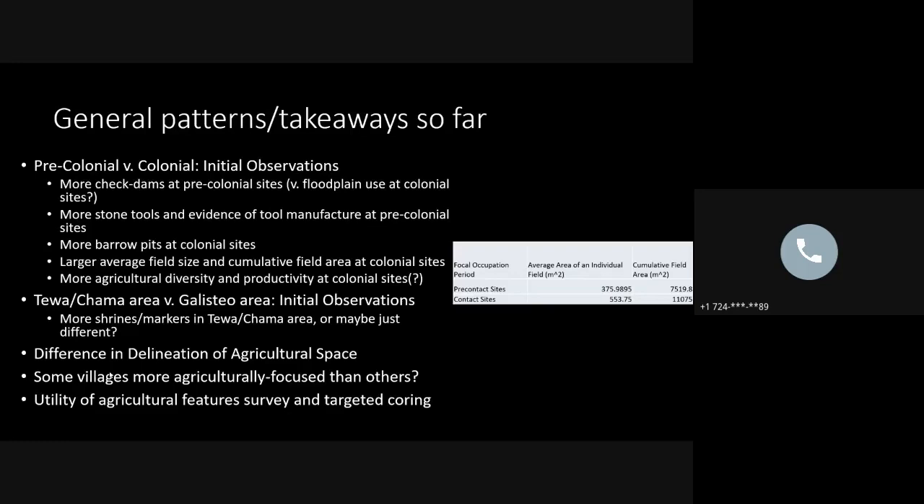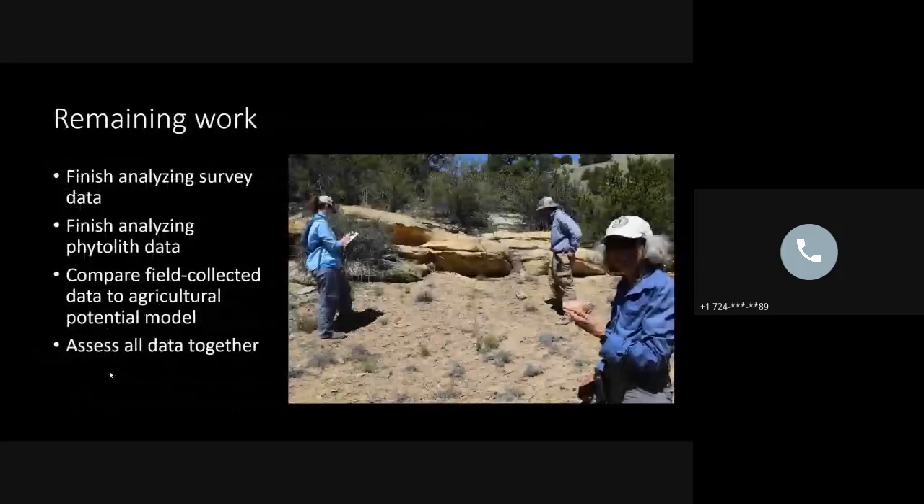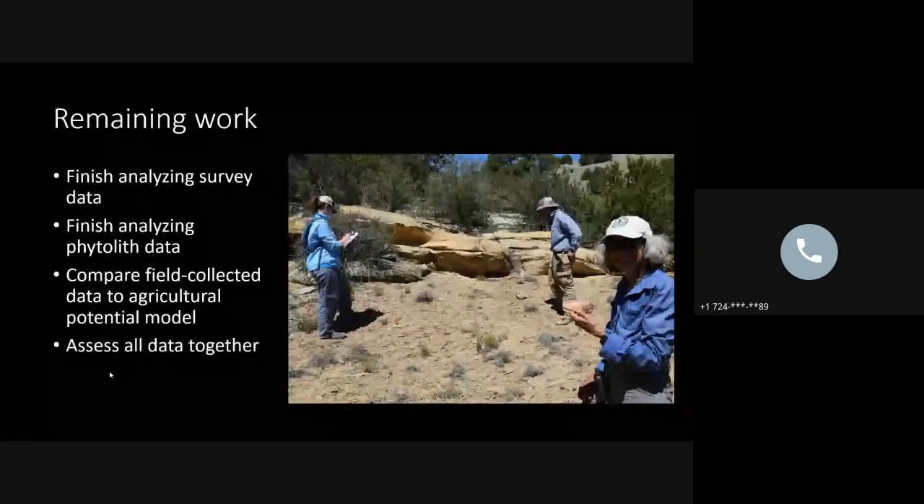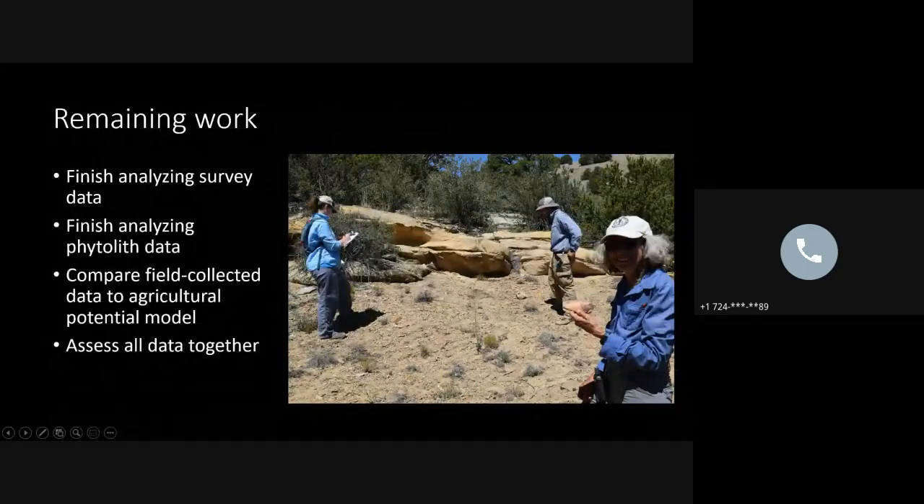So the remaining work is to finish analyzing the survey data and the phytolith data, and then we need to compare those against the agriculture potential model and assess all the data together. So that's why I chose this image. Based on the data so far, we have some pretty exciting things, represented by this glazeware and our smiling crew member right here, doing lots of writing and thinking, represented by this crew member here, and then lots of staring at the dirt confused, trying to make sense of the data.